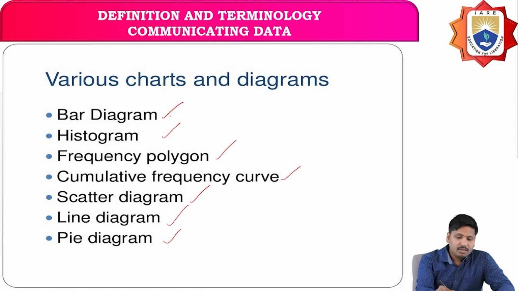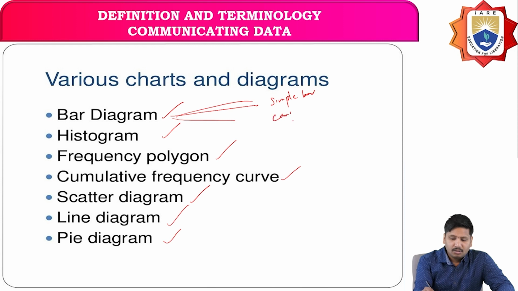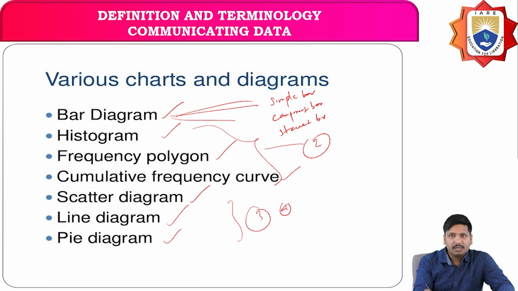And again, the bar diagram will be of types like simple bar, component bar, and stacked bar, like this. And histogram, frequency polygon, cumulative frequency curve, these all will be under a subcategory. And scatter diagram, line diagram, pie diagram, so these three will be under subcategories.